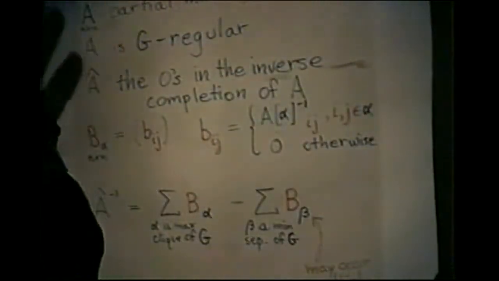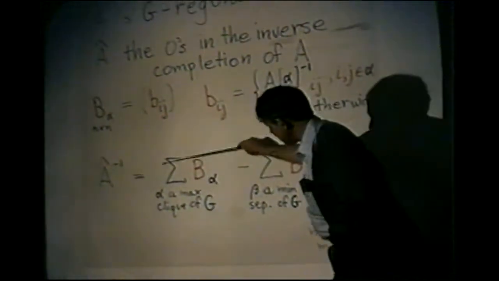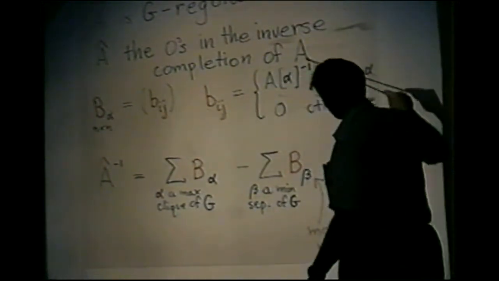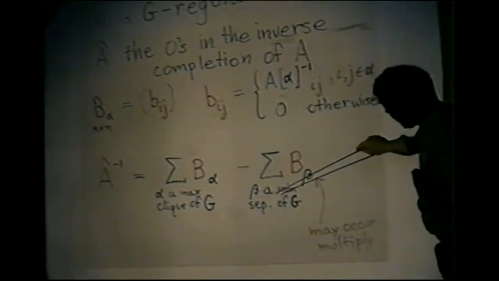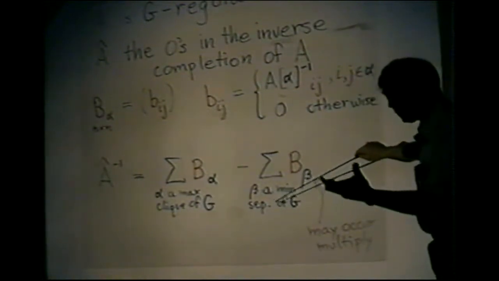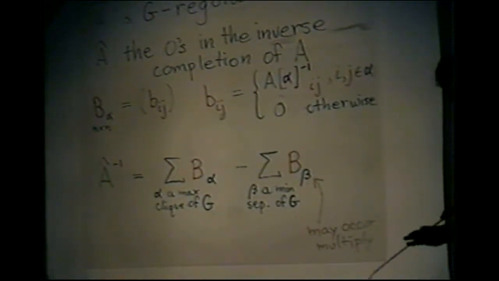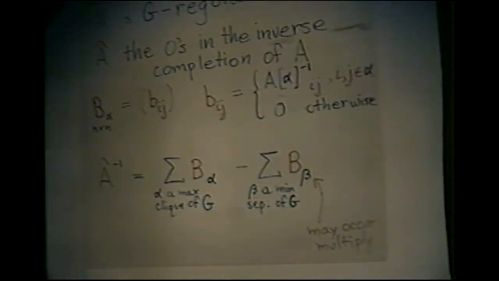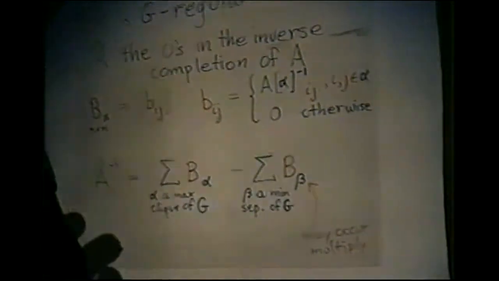And then the inverse of A hat, in other words, the inverse of the special completion, is simply the sum of the B alphas that correspond to the maximal cliques in G. And by the way, we know all those inverses exist. And then minus the sum of the B betas, where the betas correspond to the minimal separators, or those intersections of maximal cliques associated with the tree T. Now, some of these B betas may occur more than once, but that doesn't pose a problem. So here's exactly what this inverse looks like. Let me just give a simple example to indicate what's going on here.